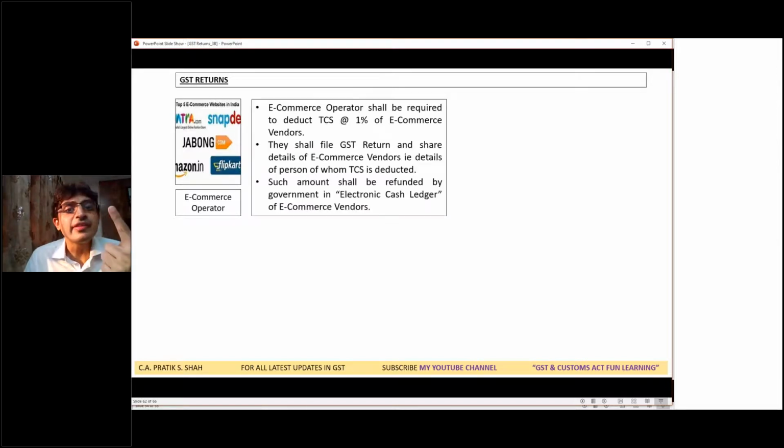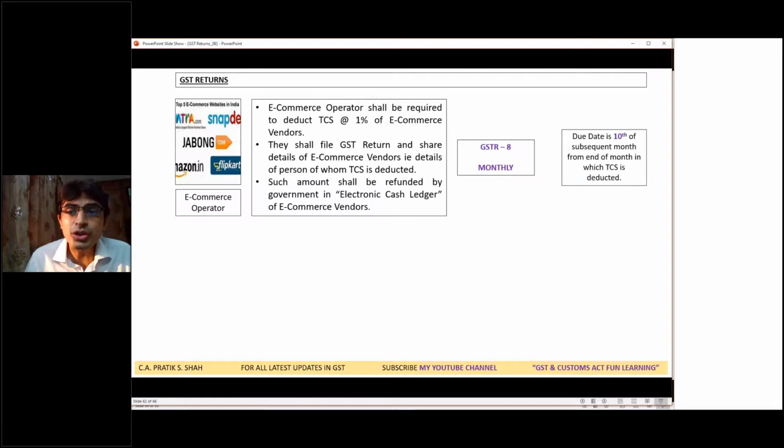Next is GST, I am say e-commerce operator, Amazon, Flipkart, Myntra, Snapdeal, etc. And you are e-commerce vendor. I will deduct your what? TCS, 1%. I, e-commerce operator, will file GSTR8. What is the due date? Again, 10th of the subsequent month.